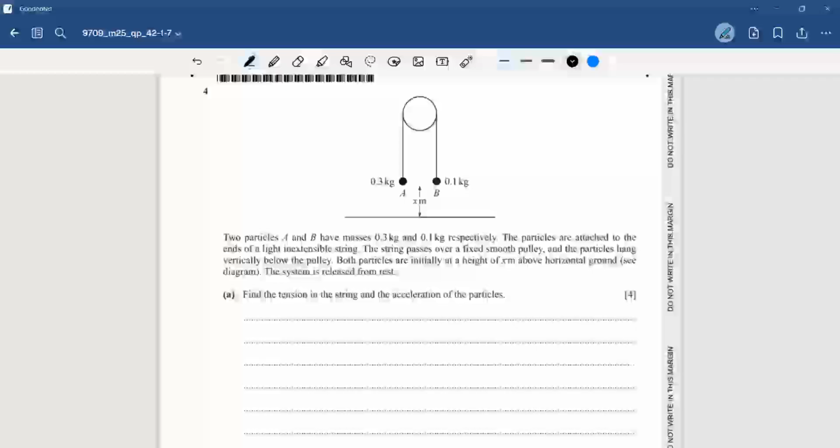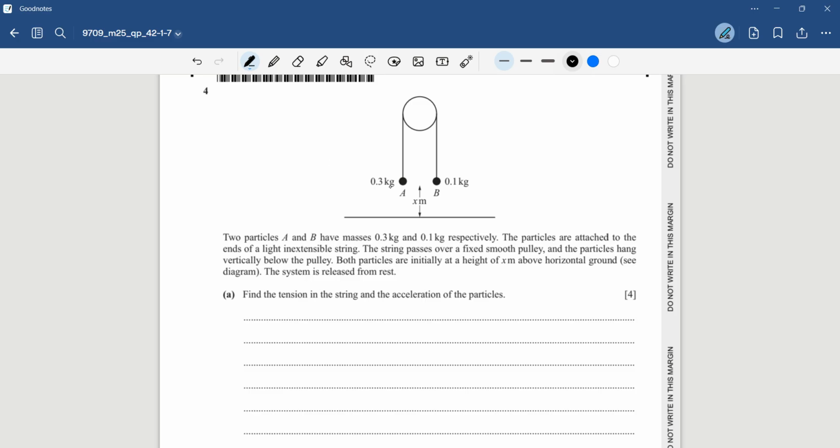Question number 4. Two particles A and B have a mass of 0.3 and 0.1 respectively. The particles are attached to the ends of a light inextensible string. The string passes through a smooth pulley. The particles hang vertically below the pulley, and both particles are at an initial height x above the ground, then released from rest. Find the tension in the string and the acceleration of the particle.